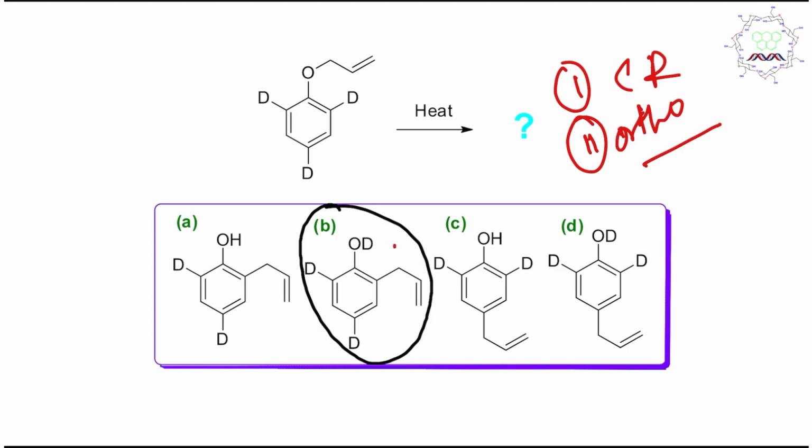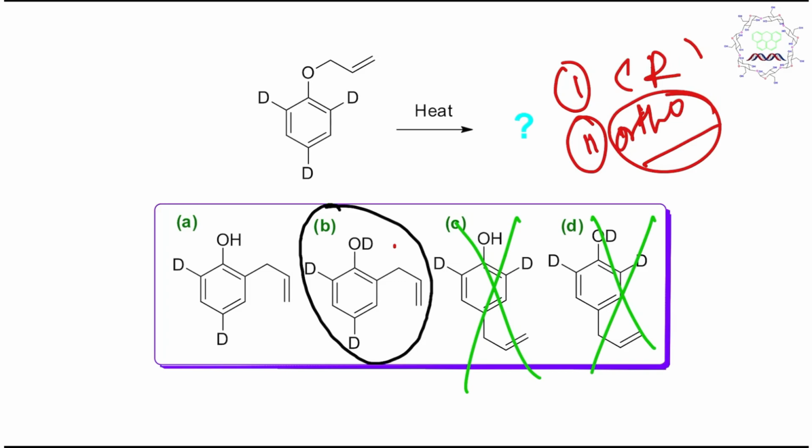Since Claisen rearrangement is ortho-selective, the para substitution option is gone. And another question: how will this proton be obtained? No solvent, nothing is given, so only option B is the right answer.